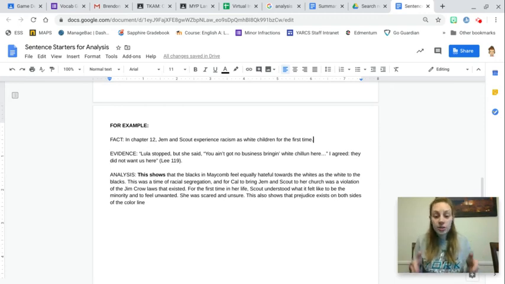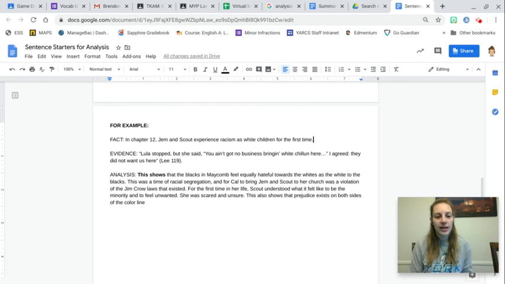In chapter 12, we have this evidence, right? Lula stopped, but she said, "You ain't got no business bringing white children here." And I agreed. They didn't want us here. That evidence tells me that Scout is feeling some type of way, and I'm going to use that evidence to support my analysis, which comes next. The other thing I need you to practice is putting internal citations after your evidence. Some of you are using a PDF, some of you are using a book. I need to know where you're getting that information from and what page you're on. So if you could practice putting in page numbers, that would be awesome.